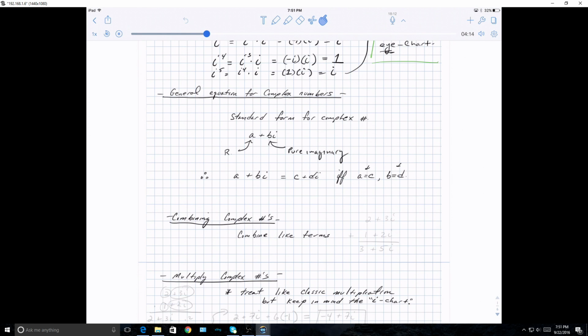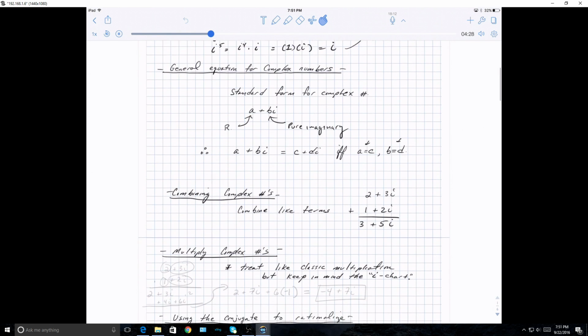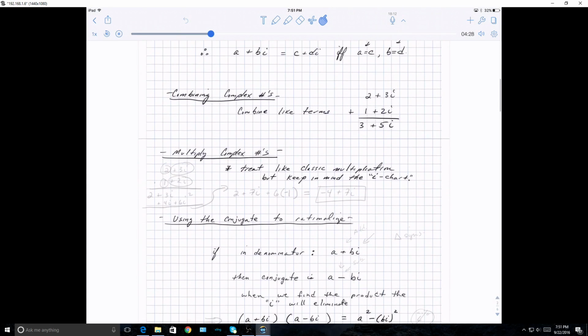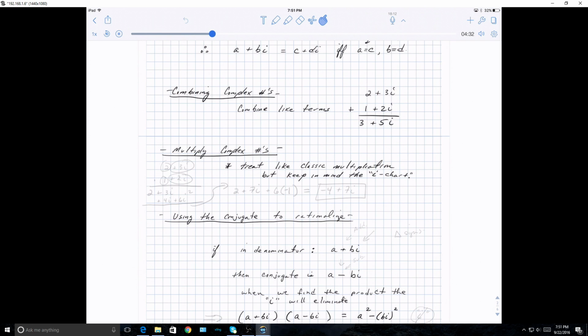So combining complex numbers, no real secret. You just combine like terms. So if I have something like 2 plus 3i plus 1 plus 2i, then this is just 3 plus 5i. Okay. Multiplying, I would do it just like classic multiplication. So if we did that same problem as 2 plus 3i, and we're multiplying, not adding, by 1 plus 2i.